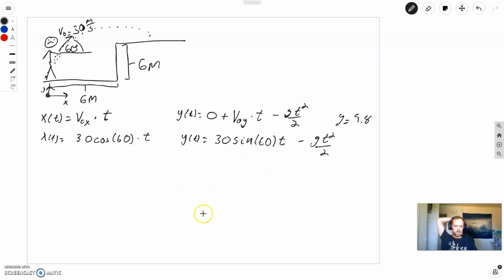Okay, so now we know x and y of t for all time. So what we're really after is this distance, right? We want to know how far onto the roof does the pizza go. So we really need to figure out, where is this thing? What is the x position of the pizza when it stops flying? So what do I mean? We need to know the time of flight, which I'll call capital T.